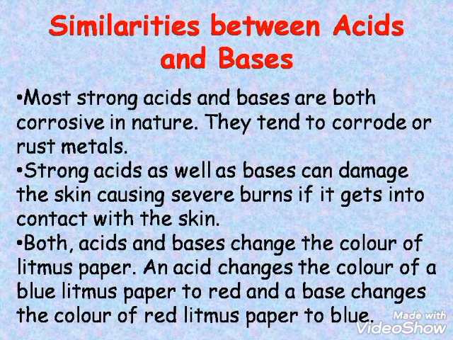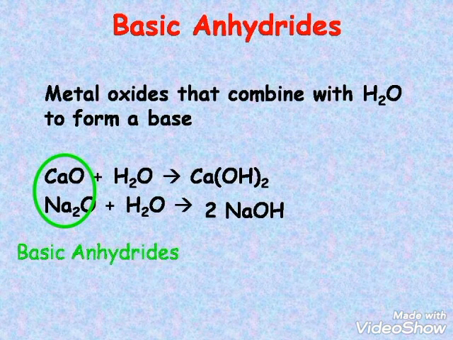We all know that strong acids and strong bases are both corrosive in nature, so they need to be handled carefully. They tend to corrode or rust metals. Also, when they fall on our skin, they burn the skin. Both acids and bases change the color of indicators, whether it is litmus paper, methylene blue solution, methyl orange solution or phenolphthalein solution. All the indicators change color.